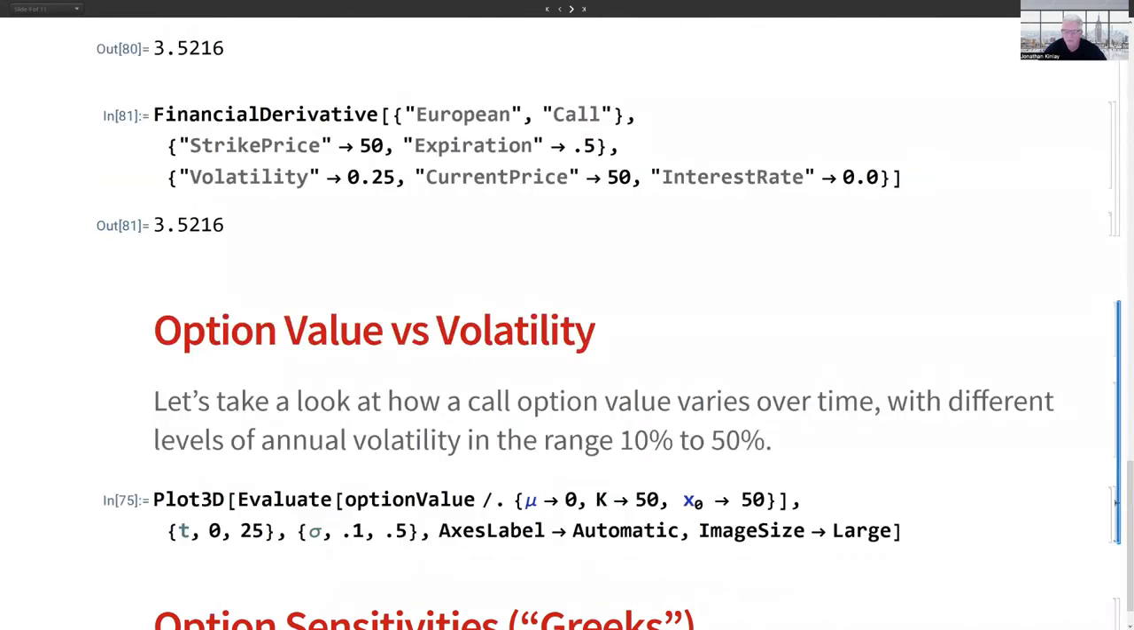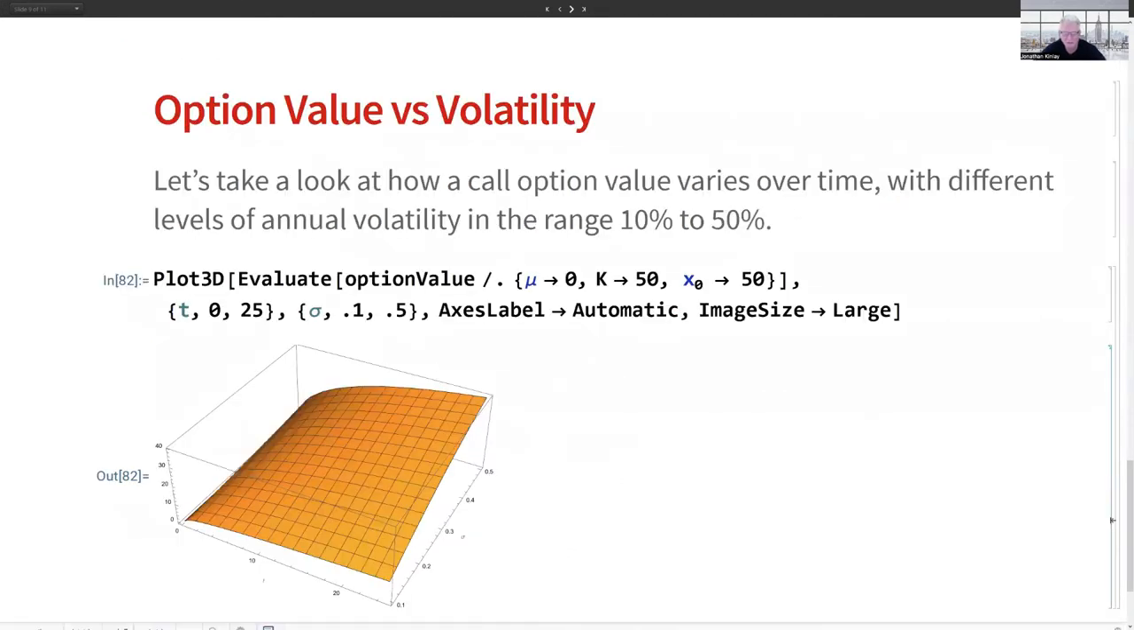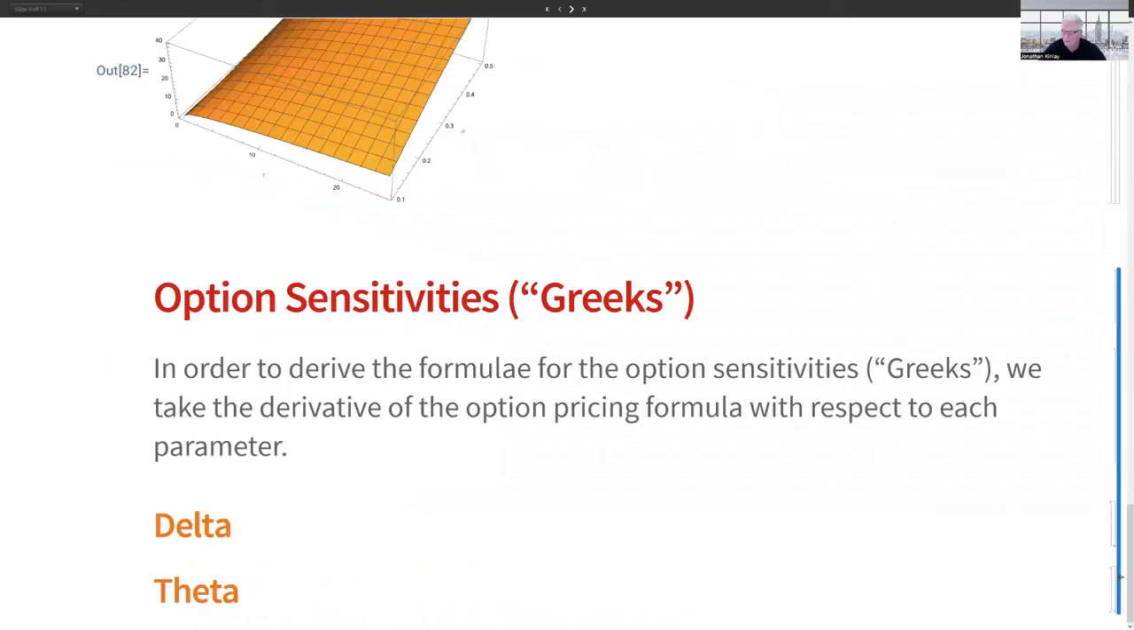We can use the option value function, for example, to look at how the value of the option varies as volatility changes, say in the range from 10% to 50%. And when we do that, we see that the option value increases with volatility in a nonlinear way. Option sensitivities, or Greeks as they're known, refer to changes in the value of the option with respect to various of the option pricing formula parameters.